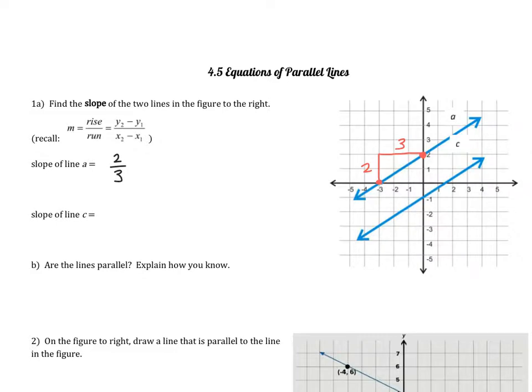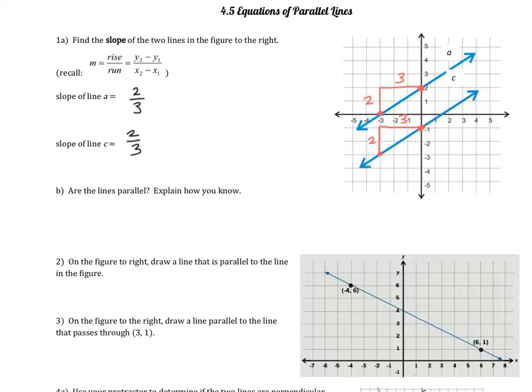Let's see if we can find the slope of line C. So again, pick 2 nice points. They could be anywhere on your line. So I'm going to use these 2. And let's do rise over run again. So I have to go up 2, right 3. So I see that I have the same slope of 2 over 3. So we can tell that these lines are parallel. Yes, they are parallel because they have the same slope.